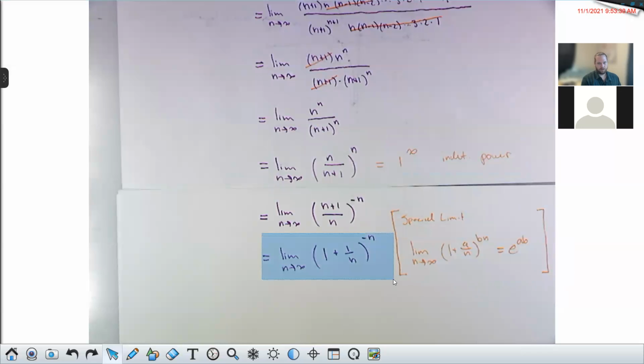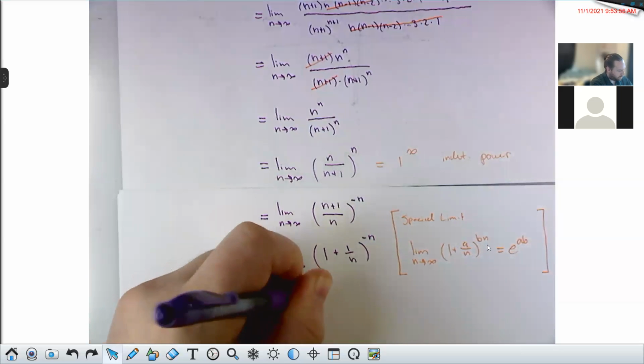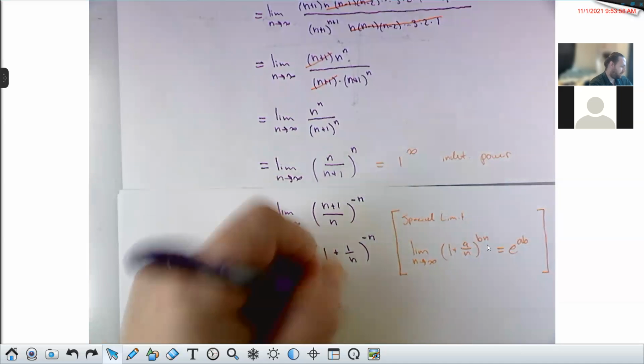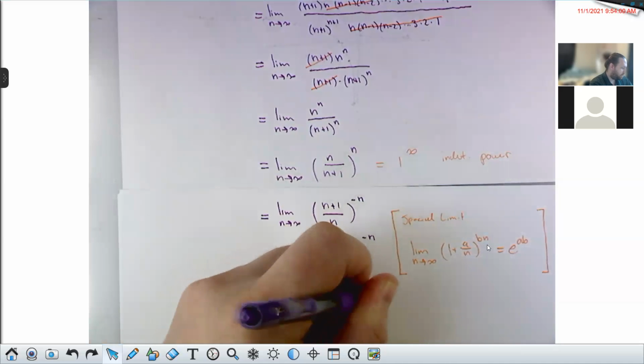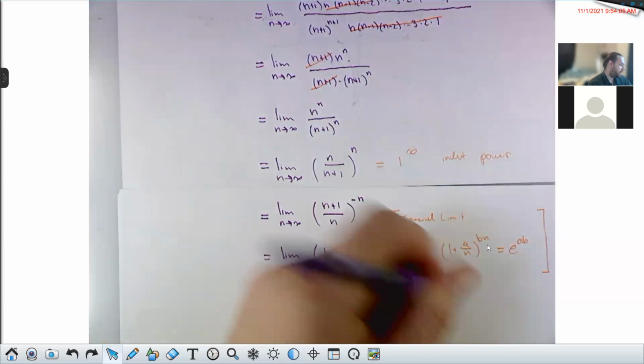So this guy is this guy with a equal to 1 and b equal to negative 1. So this, by our special limit, is e to the 1 times negative 1, or e to the negative 1, or 1 over e.